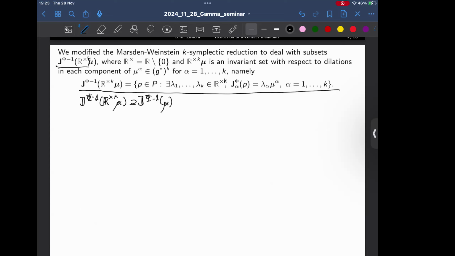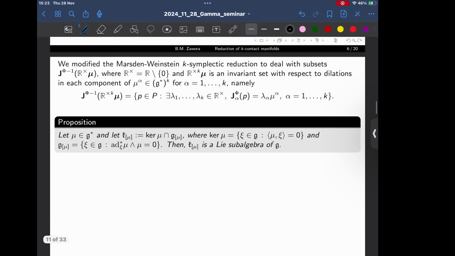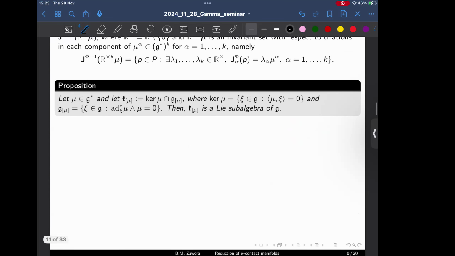So yes, of course the quotient group will change, and let me show you how. We fix mu as an element in G star. Now we are not talking about the adjoint-valued elements of G star. We just take G star, we take an element mu of G star, and we define K mu as the intersection of kernel mu with respect to the natural pairing.